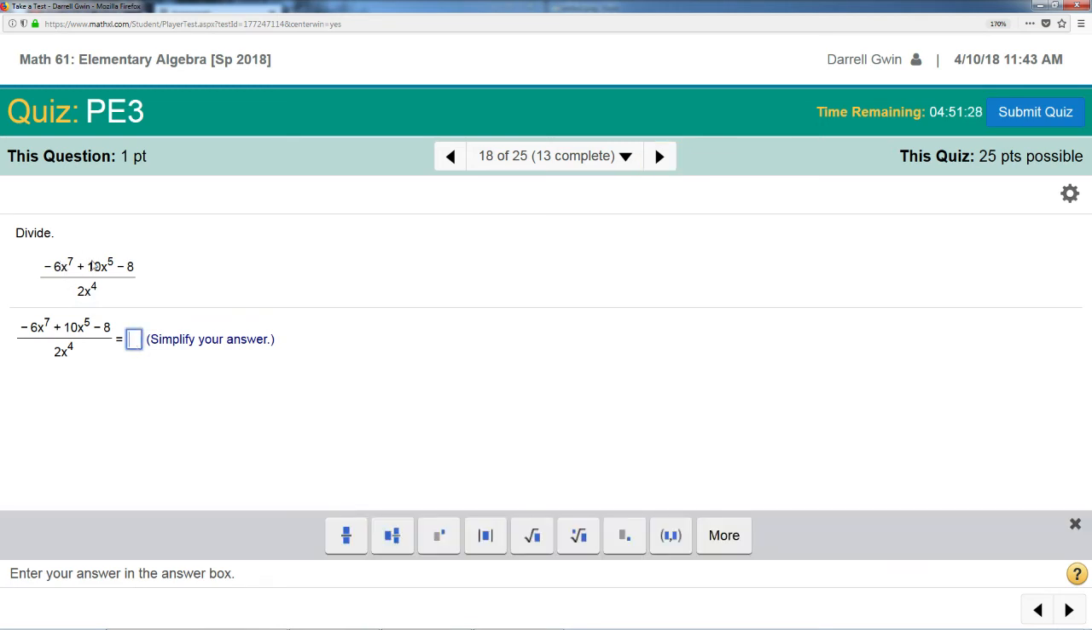This is going to be 1, 2, 3 fractions. Negative 6 divided by 2 is negative 3. 7 minus 4 is x to the power of 3. 10 divided by 2 is positive 5. And 5 minus 4 is 1x left over because 4 canceled out. And the last one's going to be a fraction. Negative 8 divided by 2 is a negative 4. And there are 4 x's in the denominator because none of the x's in the denominator canceled out.